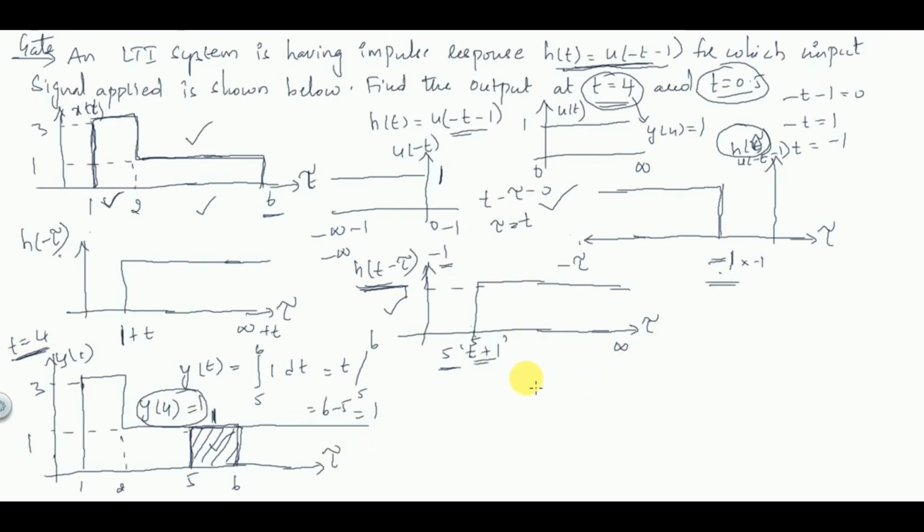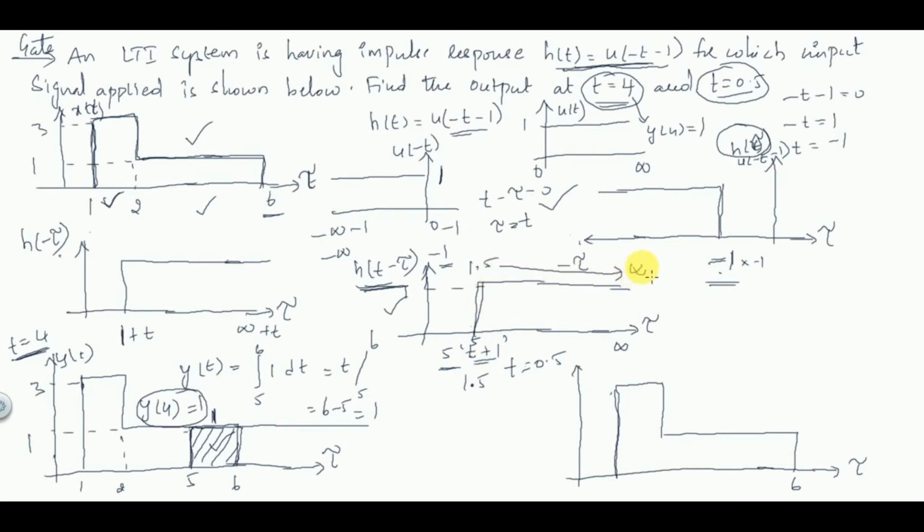Then next, we have to solve for t is equal to 0.5. So let me draw x of t first, because x of t is a constant, you can't change anything. So this is your x of t. When t is equal to 0.5, now it starts from t plus 1, that is 0.5 plus 1, it starts from 1.5. So h of t starts from 1.5 and extends up to infinity with an amplitude of 1 only. So this is 1, this is 2, and it extends from 1.5, so this is 3, with an amplitude of 1, like this.